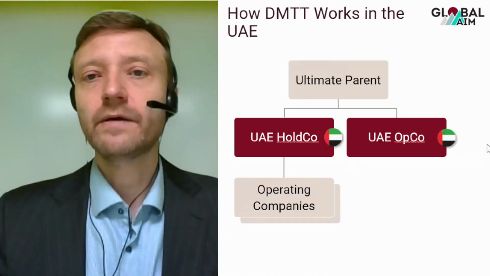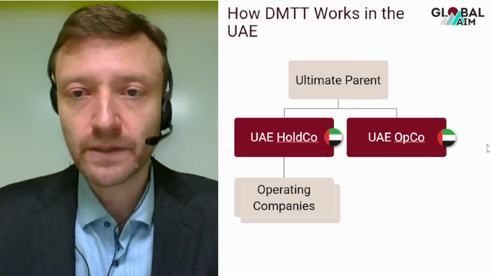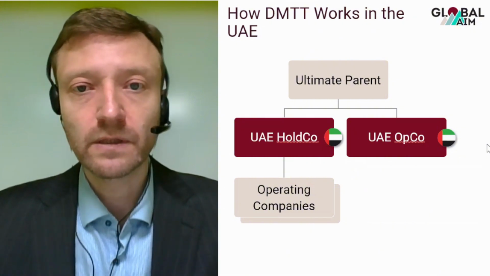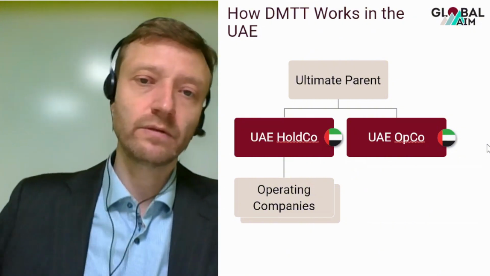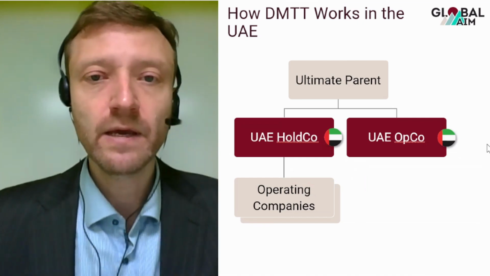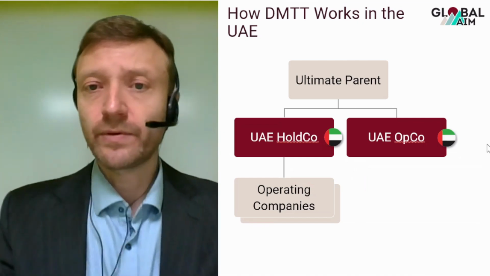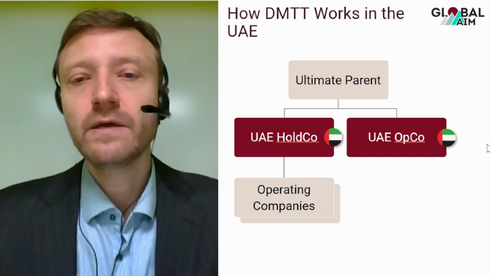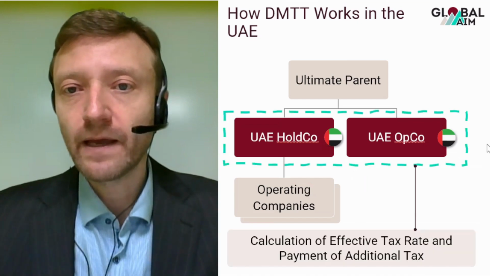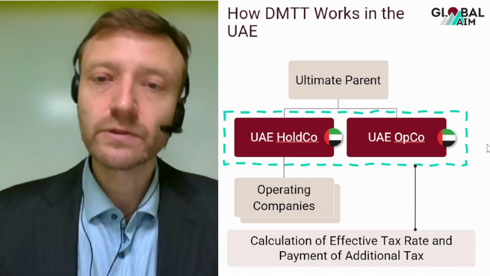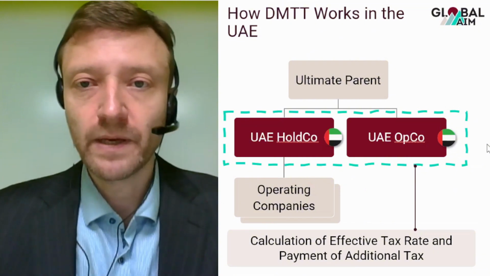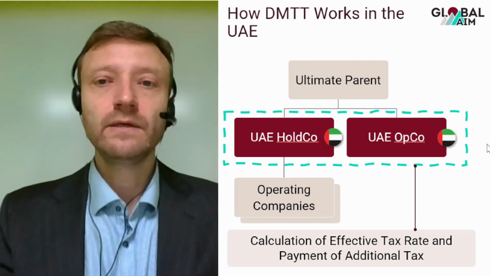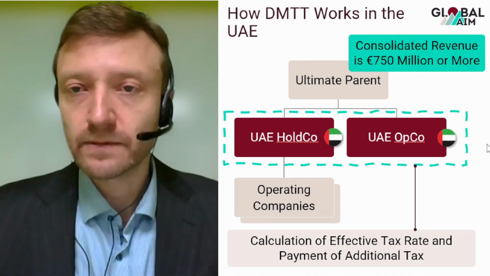Let's now look at a more specific example picture, where we have the ultimate parent company with a holding company in the United Arab Emirates, which in turn owns operating companies outside the United Arab Emirates, and there is an operating company in the UAE as well. So we have two companies, as is shown on this slide, in the UAE. And these two companies, the DMTT rules envisage that these two companies should pay at least 15% tax on their profits on an aggregate level. So this is the idea.